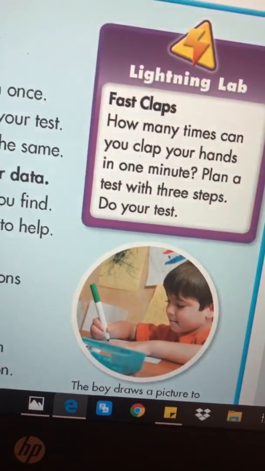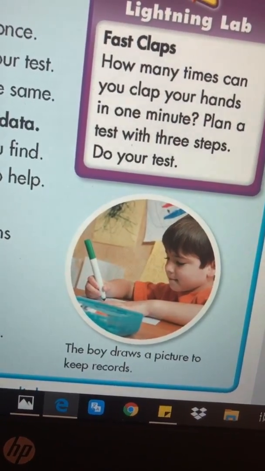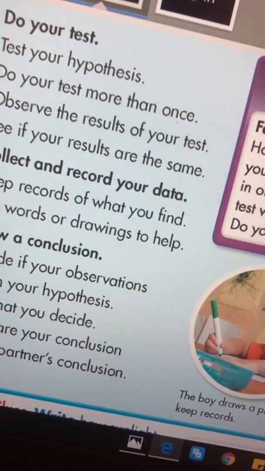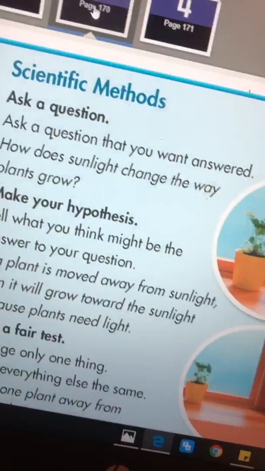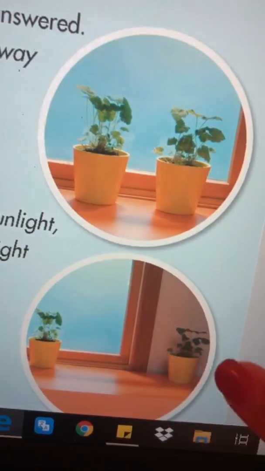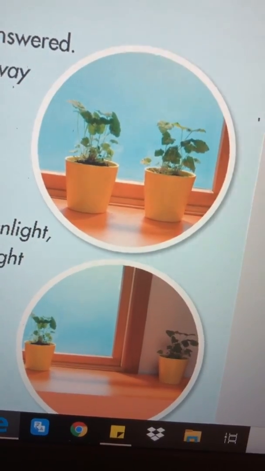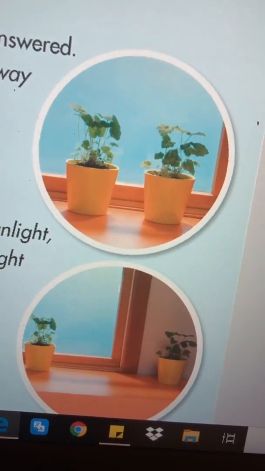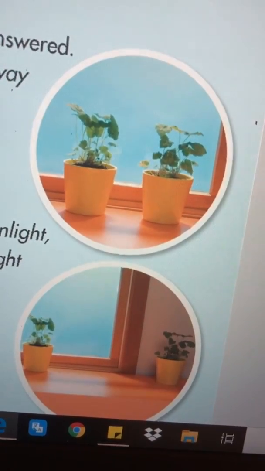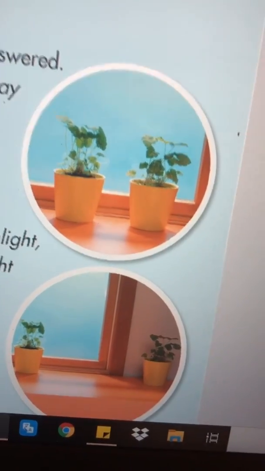You can use words or drawing to help. The boy draws a picture to keep records like this. Okay, so after you did the test, you saw the plant is growing toward the sunlight. The plant here, when you moved it away from the window, actually grew toward the sunlight.